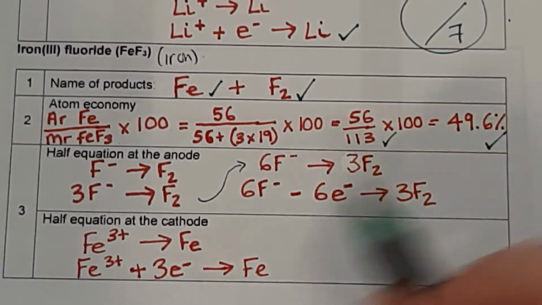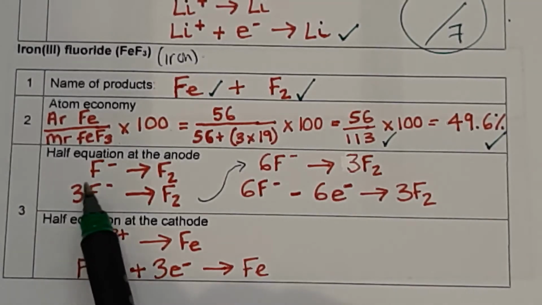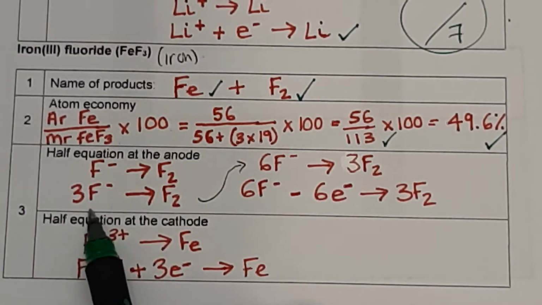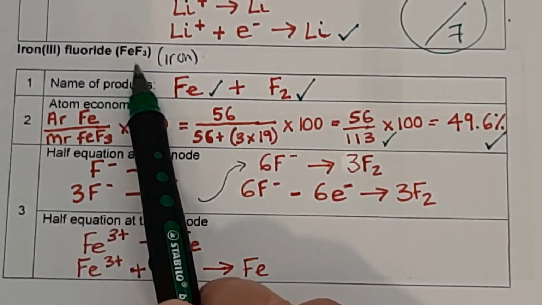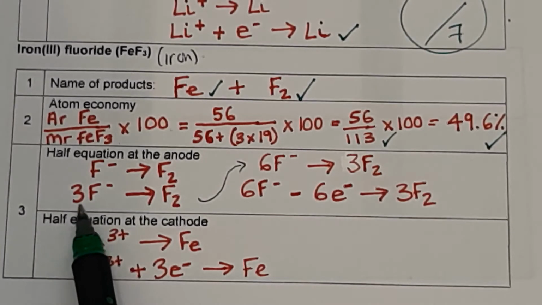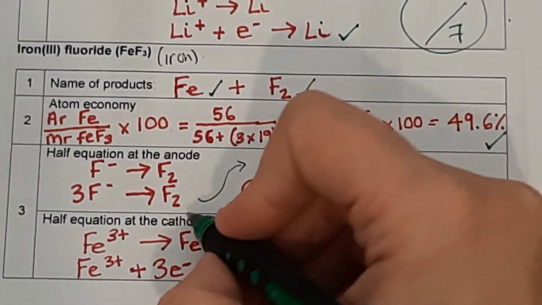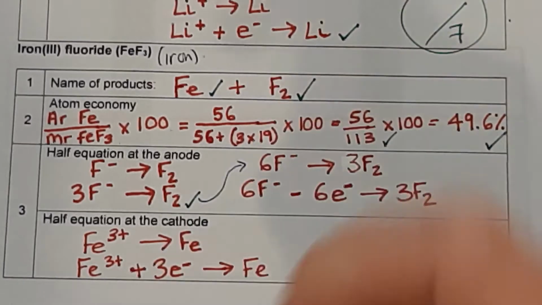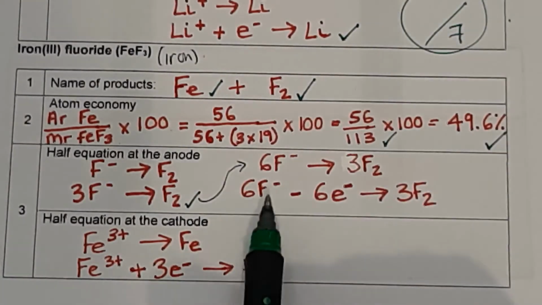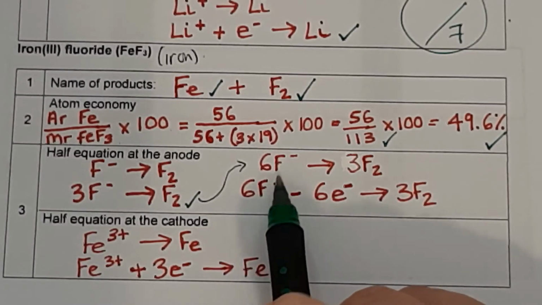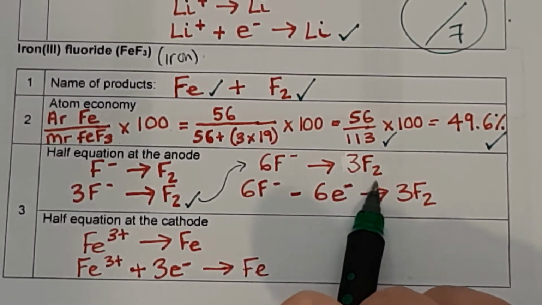The half equation at the anode, so negative fluoride ion turns into diatomic fluorine. Now, in reality, we actually have 3 fluoride ions because it's iron F3, so I put that in here as stage 1 of our balancing, and that's going to turn into diatomic fluorine. So if you've written this at any stage, you can have that mark. Then if you've gone to say actually that because that's not balanced, we need to turn it into 6 fluoride ions, turns into 3 diatomic fluorines.